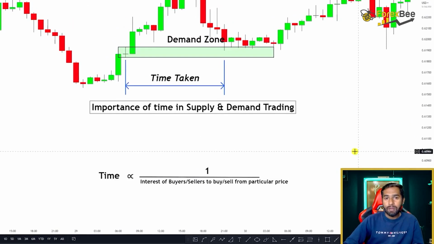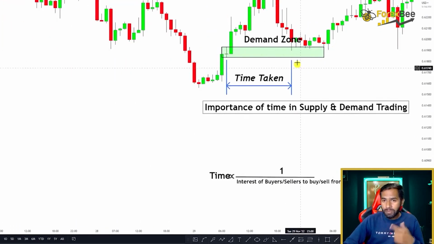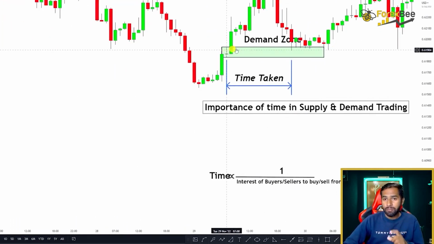And when the market comes back, then you should make sure that the zone is fresh. You should not trade a zone from which the market has already picked the pending orders.